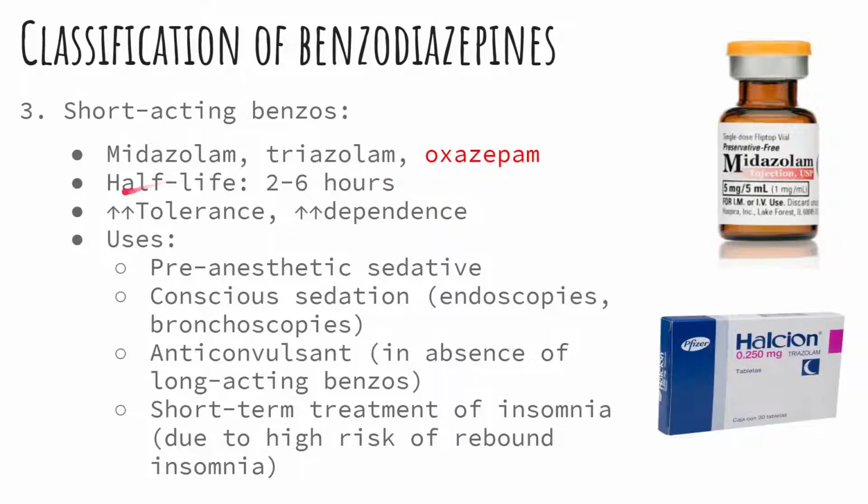Okay? The half-life is between 2 to 6 hours, and there is an increased tolerance and an increased dependence even more than the intermediate-acting and the long-acting. These short-acting benzos have the highest chance of tolerance and dependence, so we have to be very careful.